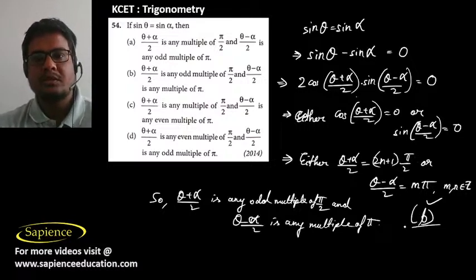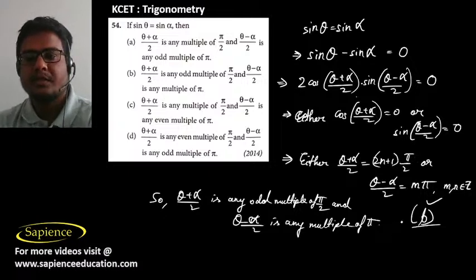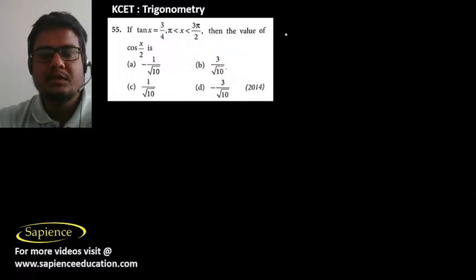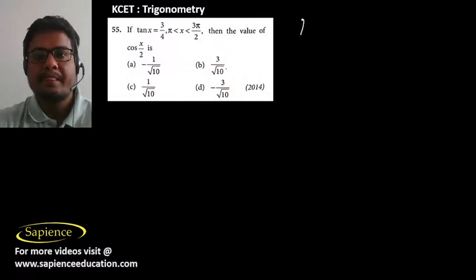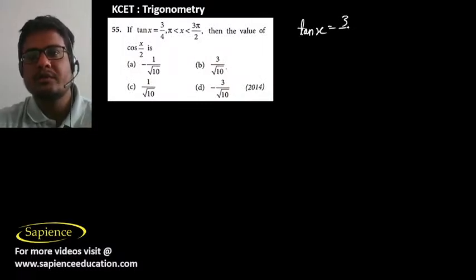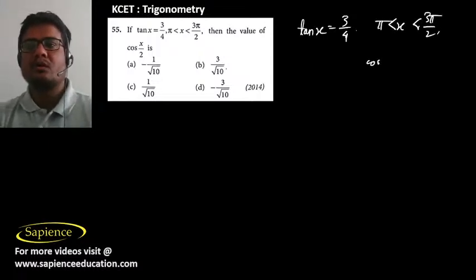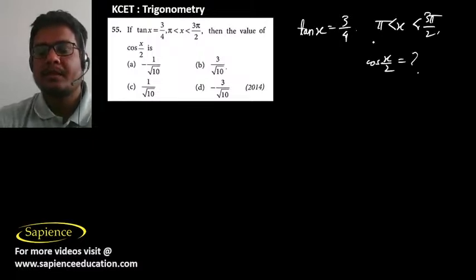Option B is the correct answer. Then in question number 55, it is told that if tan x equals 3 by 4, where x is greater than pi and less than 3 pi by 2, then the value of cos x by 2 is how much?